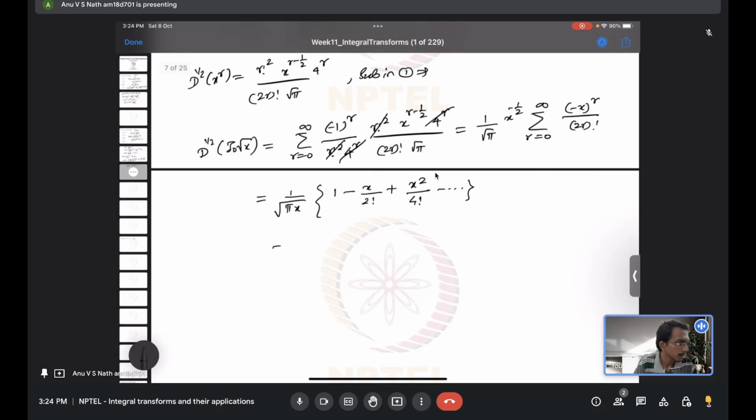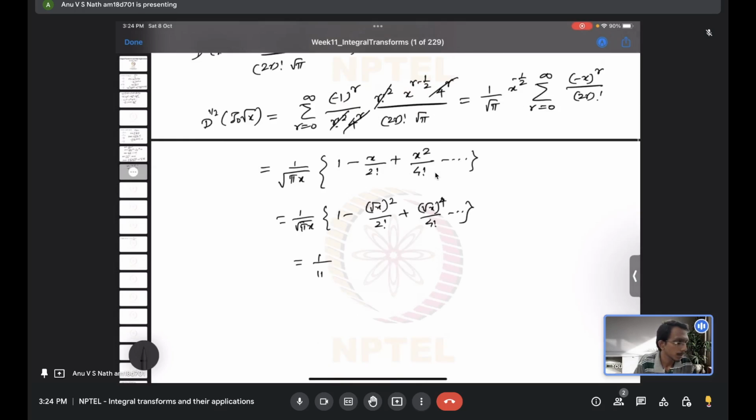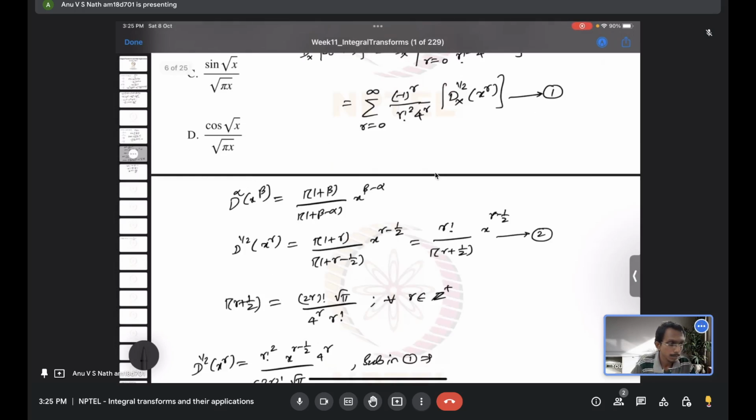And you can think of it as 1 minus root x the whole square over 2 factorial plus root x the whole raised to 4 by 4 factorial, etc., which is basically 1 by square root of pi x. And this series you may recognize, this is basically the expansion of the cosine function. So it's cos of square root of x. So the solution is basically cos root x by square root of pi x. So I think the option, yeah, D, which is the solution.